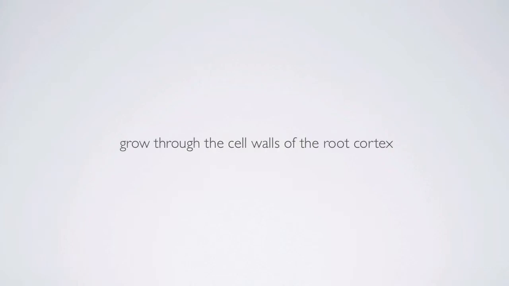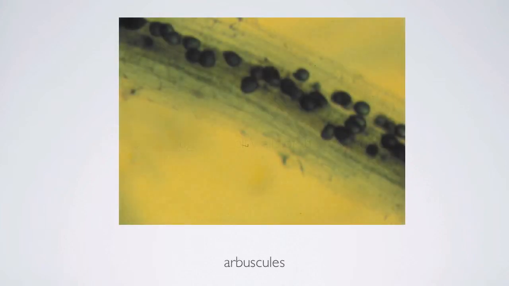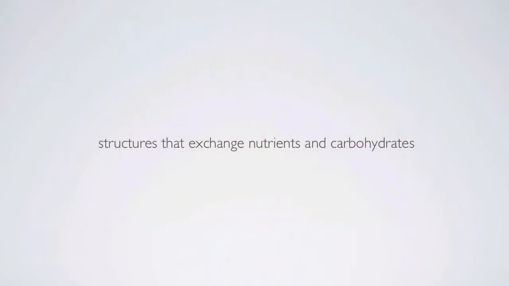So arbuscular mycorrhizal fungi are important because they grow through the cell walls of the root cortex. And when you take a look inside the plants, they form these bodies called arbuscules, which is where arbuscular comes from. And arbuscules are structures that exchange nutrients and carbohydrates.